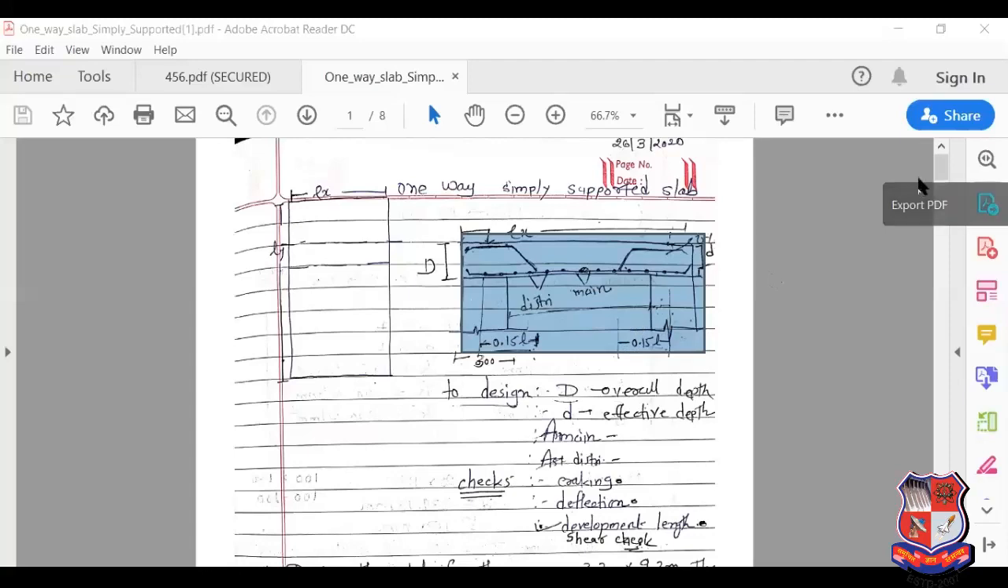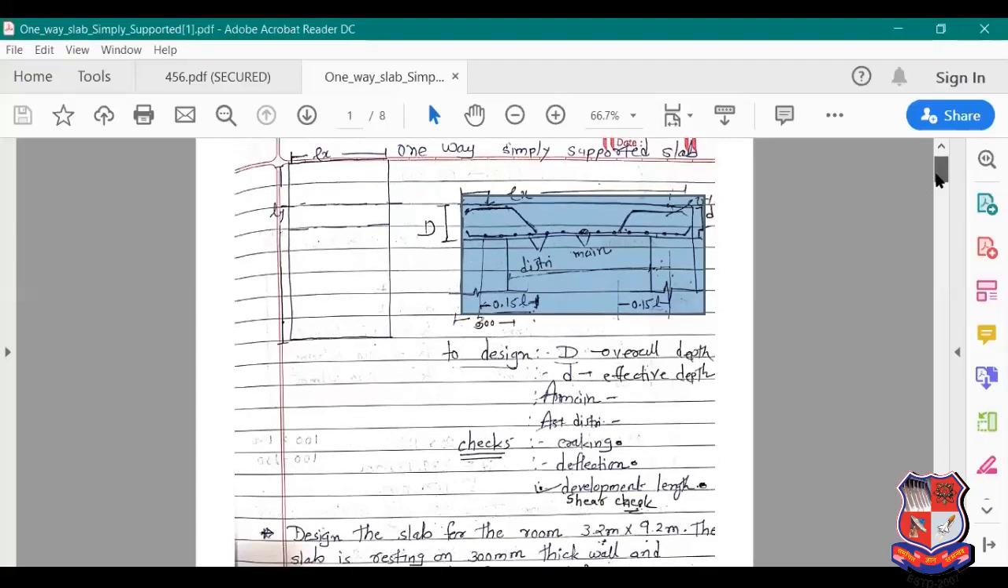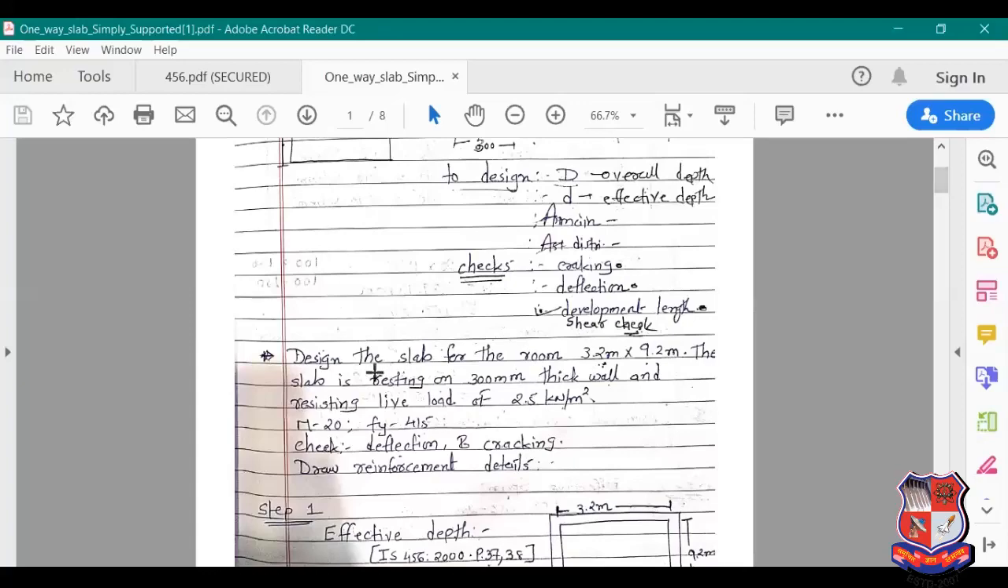So what is the data? They have given the slab of 3.2 meter by 9.2 meter. The slab is resting on 300 mm thick wall, and live load and floor finish are not given, but you can assume finish as 1 kN per meter square. M20 and Fe 415, this data is given, and they have mentioned that you have to check for deflection and cracking, and draw reinforcement details.